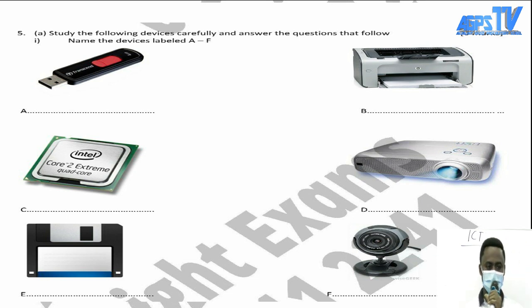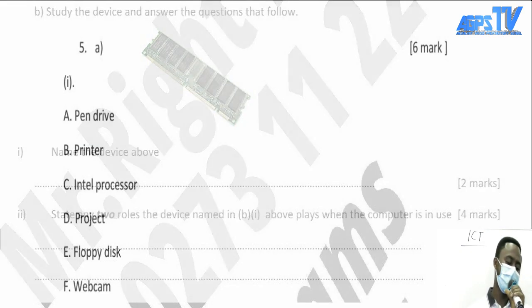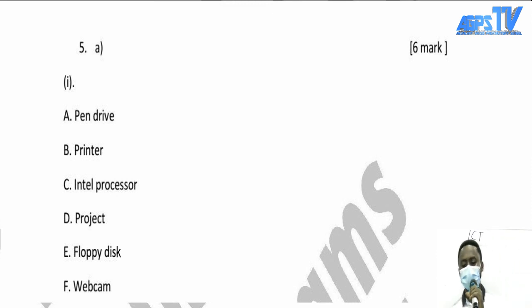Then question 5: we have to study the following devices carefully and answer the questions that follow. Name the devices labeled A to F. Now let's look at their names. The device labeled A is a pen drive. Then B is a printer. C is an Intel processor. Then D is a projector. Then E is a floppy disk. Then F is a web camera, or webcam for short.